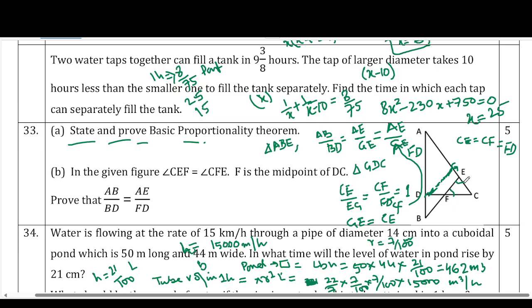Again, CE equals CF, because these two angles are equal. So CF equals FD. So ultimately this formula becomes AE by FD. So this point is proved here.